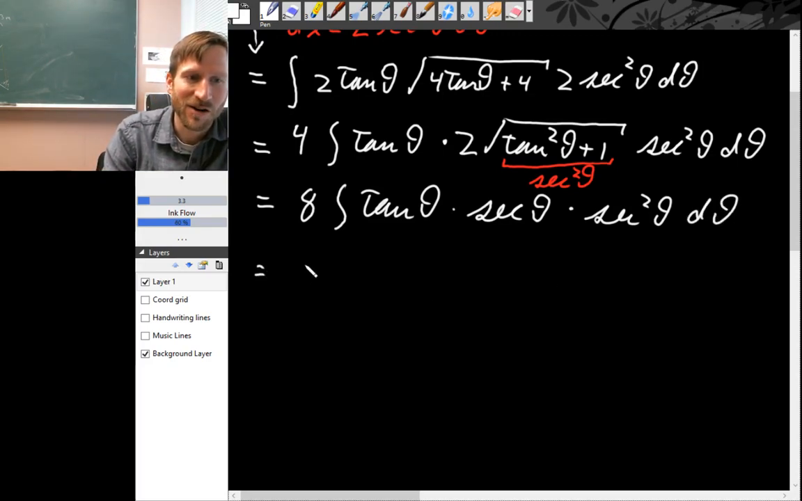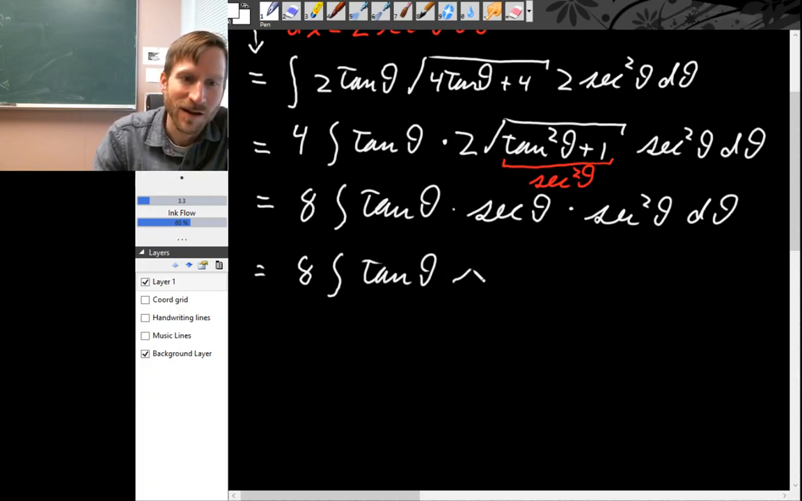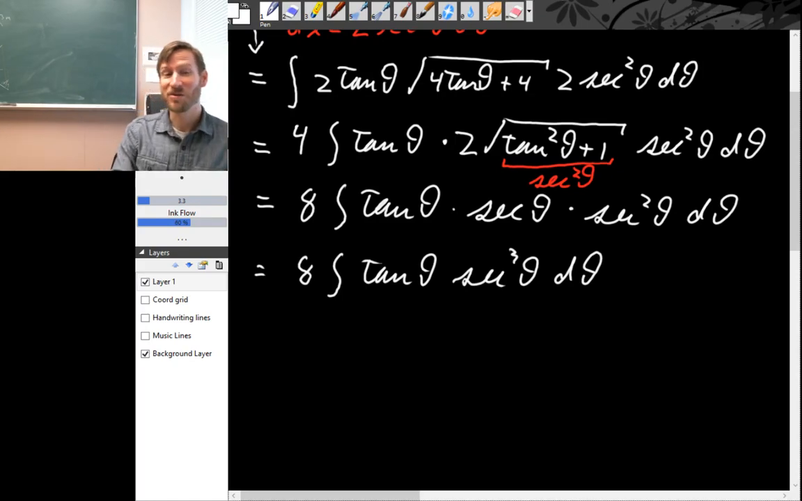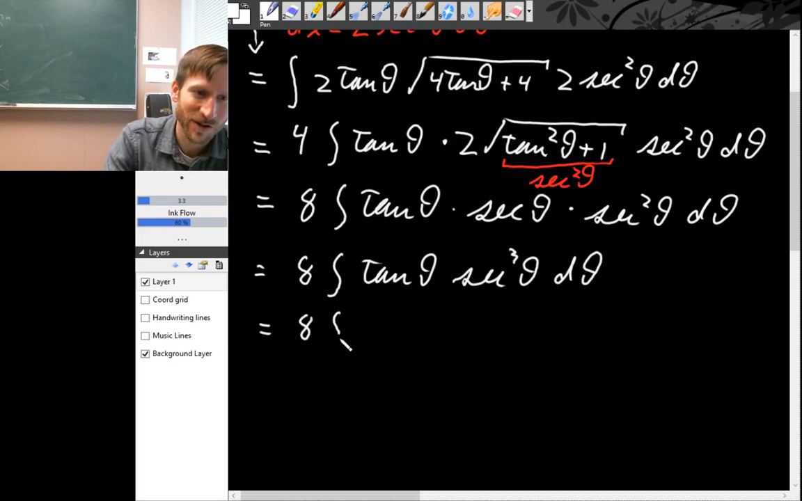And now combining all of our powers, we have 8 times the integral of tangent theta times secant cubed theta d theta. Now we have to figure out how to evaluate this integral. It's not especially nice, but you know, the powers of secant make me wonder if a u substitution would be a good idea. So now I'm on the lookout for the derivative of secant.